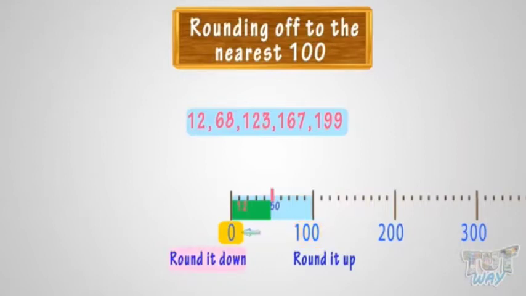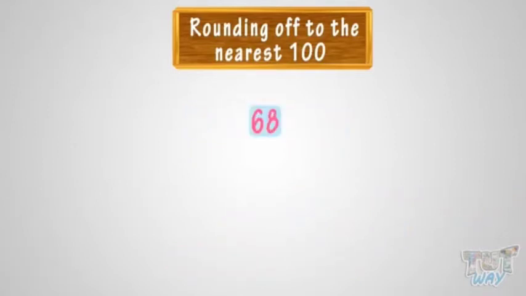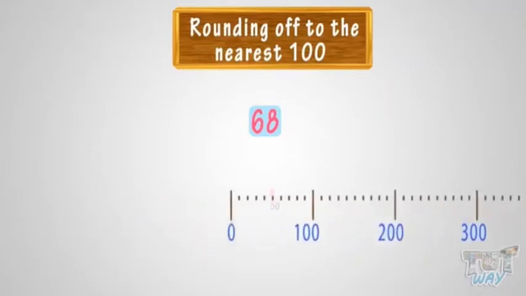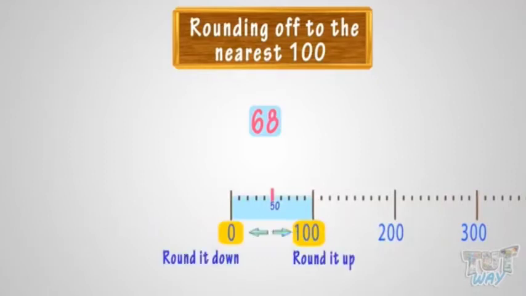Okay, let's take the next number, 68. We have to round 68 to nearest 100. Let's see where we can fit 68 on this number line. It is somewhere between 0 and 100. So we have two options. Either round it down to 0 or we can round it up, that is to 100.